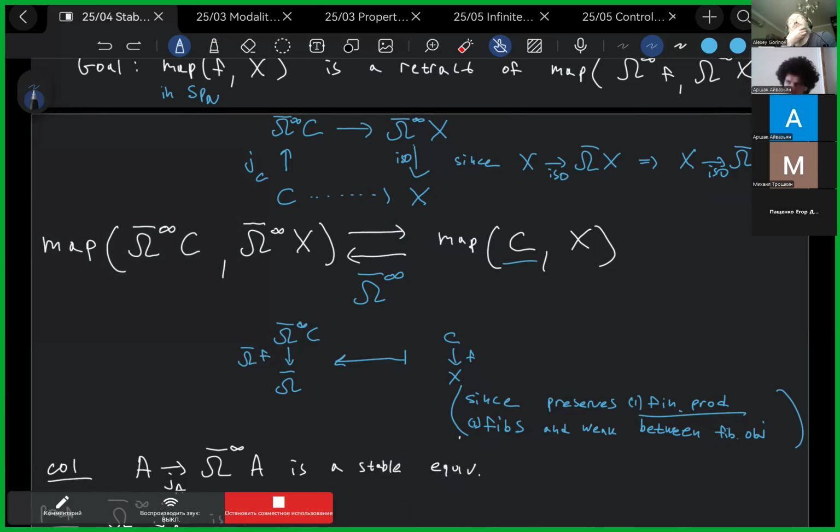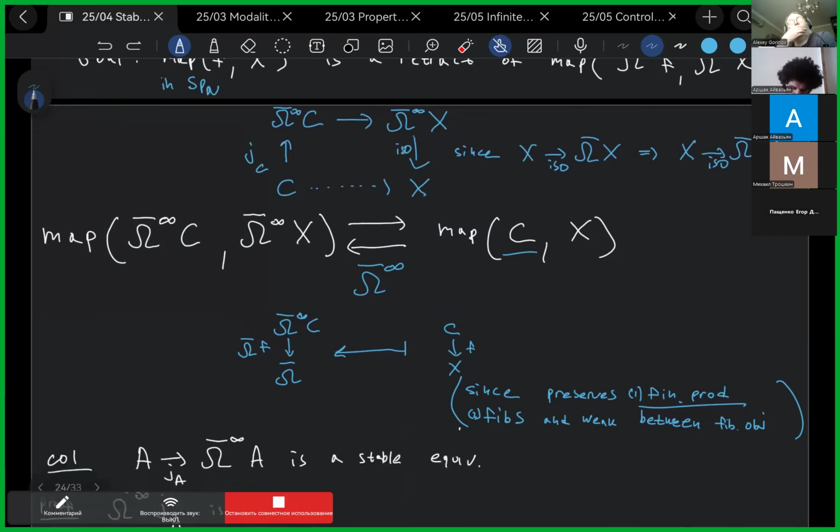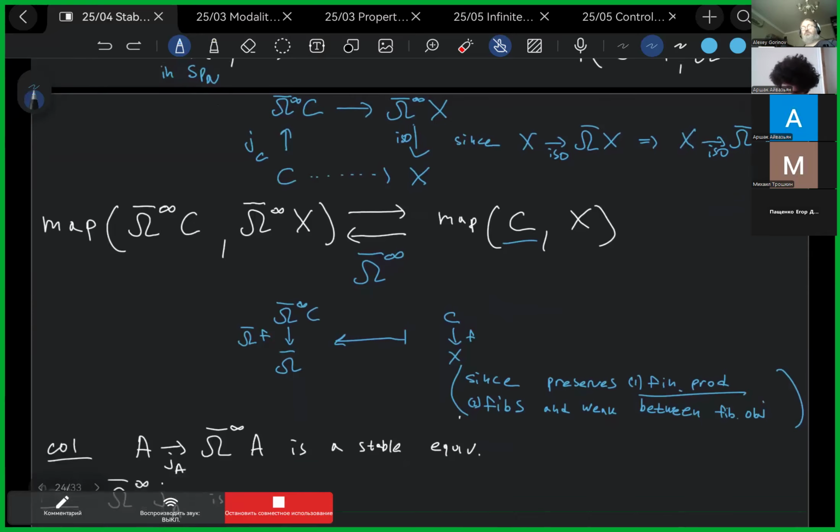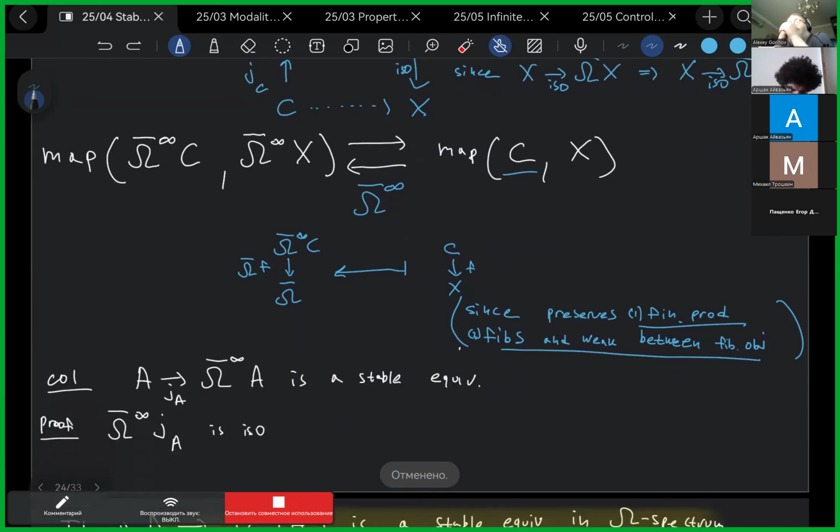Sorry, what did I say? Why? Is it really obvious? Maybe not, maybe this is not obvious. One second. Anyway, these conditions are obvious because fibrations are closed under filtered colimits, from the definition of this functor, and so on.